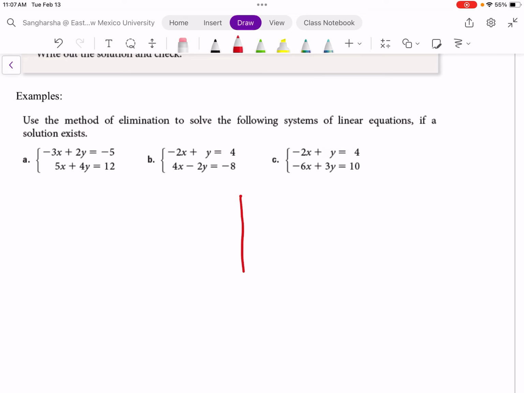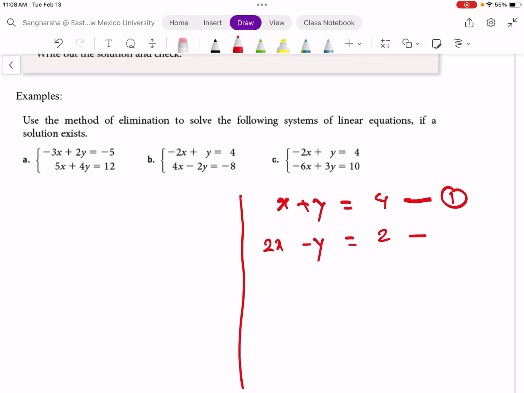Let's say I have an equation x plus y equals 4, and I have 2x minus y equals 2. So I have these two equations. This is a system of linear equations. Now we have to use elimination. We have to eliminate x or y, it doesn't matter.